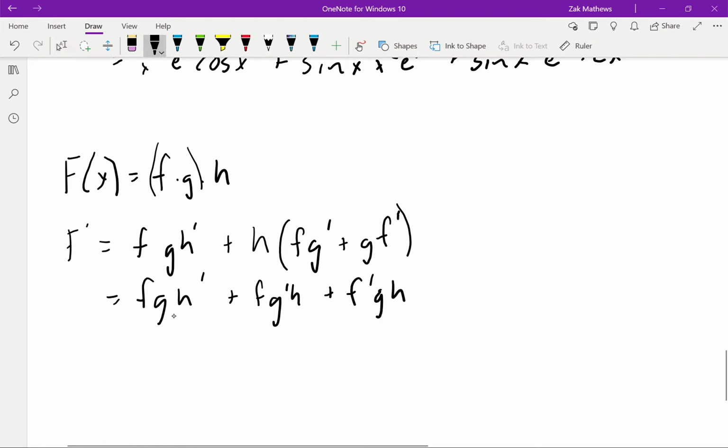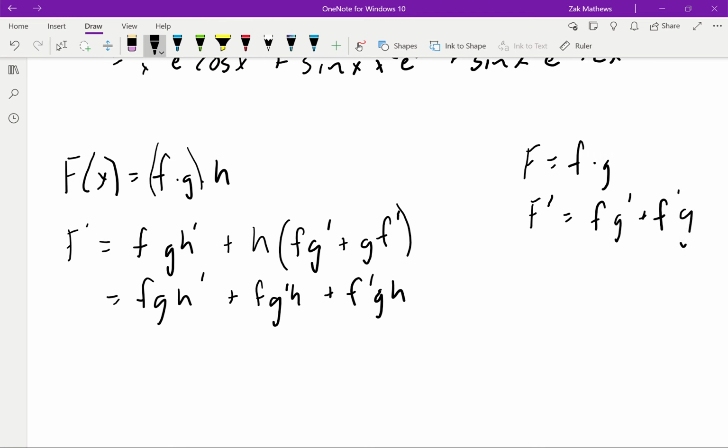Think about the product rule with just two functions. If we have big F defined as f times g, the derivative of F is equal to f g prime plus f prime g. We only take the derivative of one function at a time, we leave the others, and we are making sure we vary which one we're taking the derivative of. We can use this formula. This is a perfectly acceptable formula for the product rule three times over with three different things.